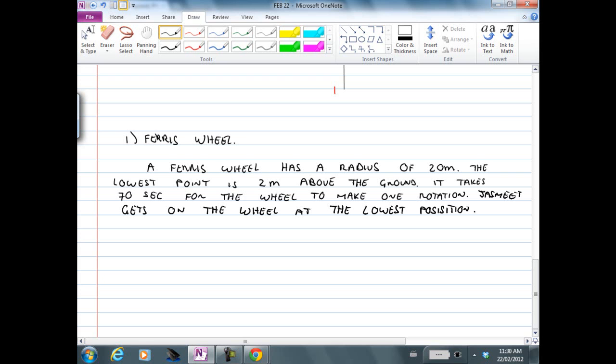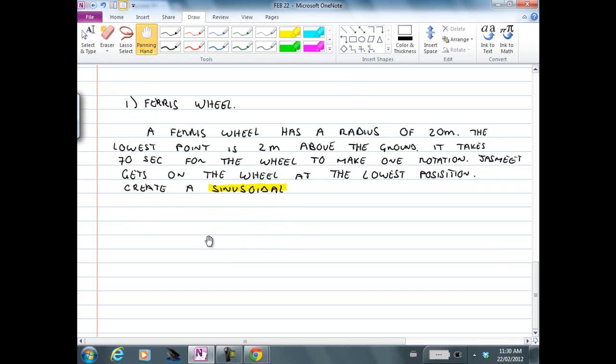They're going to say create a sinusoidal equation for this. Sinusoidal. Here's the word of the day. When a lot of students see this word sinusoidal, they think of sine. Sinusoidal really means sine and cos equation. So when you see this word, what it means is, I want you to create a sine or cos equation, because sinusoidal means it could be sine or cos. It's not just a sine graph. Create a sinusoidal equation for this wheel.